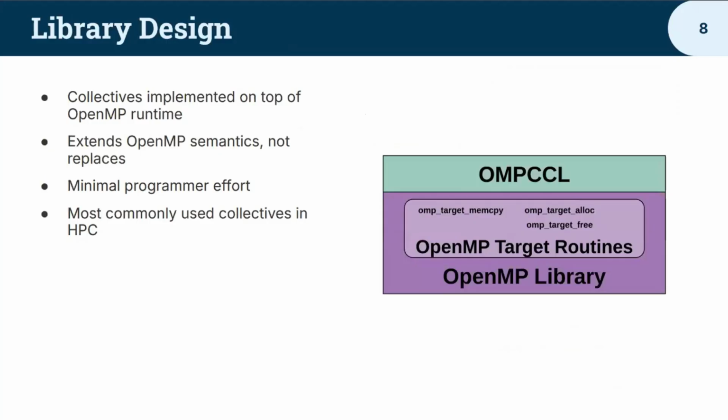And a very brief overview of the library. OMPCCL sits on top of the OpenMP library and uses the OpenMP target routines to execute them. So if our algorithm decides that we want to move data from GPU1 to GPU2 to conclude this broadcast, that's going to happen through an OpenMP target memcpy. One benefit that we get from this is usually OpenMP target routines fall back to vendor, like CUDA device to device copies if that's available. So we remain portable.